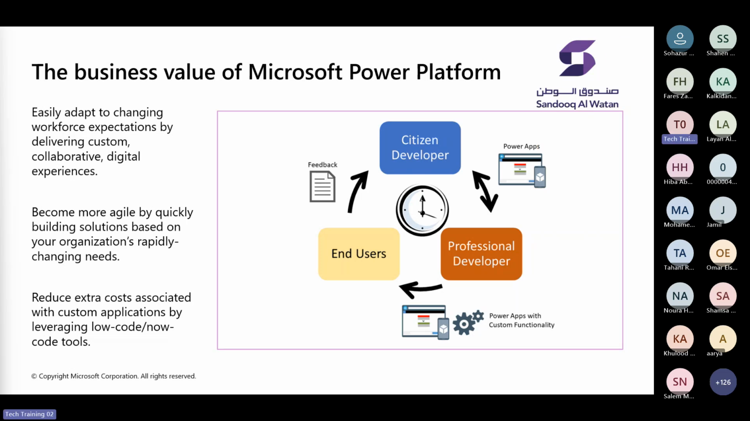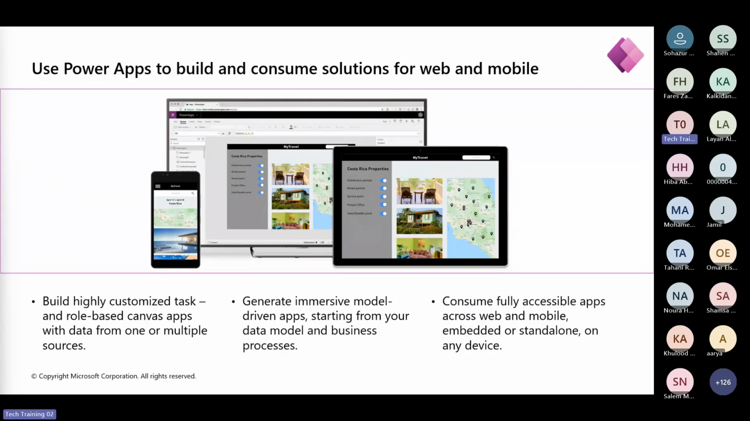So the Power App builds applications based on three models: Canvas, like a mobile app or tablet app, and model-driven, where we can add more charts and forms and have a more immersive model. And at the end, we can build a web app or website or a portal using the Power App. So the three models: Canvas, model-driven, and the web app.